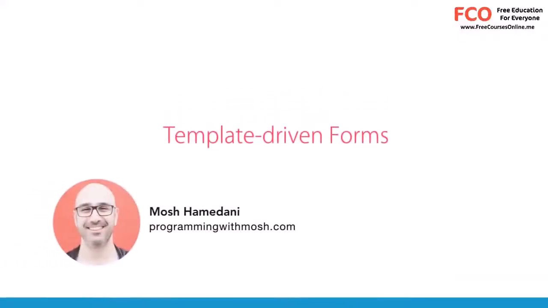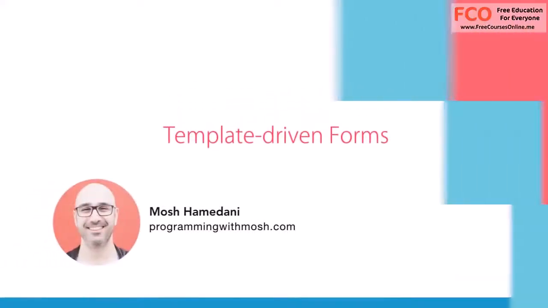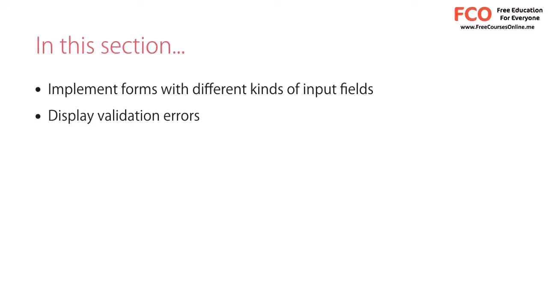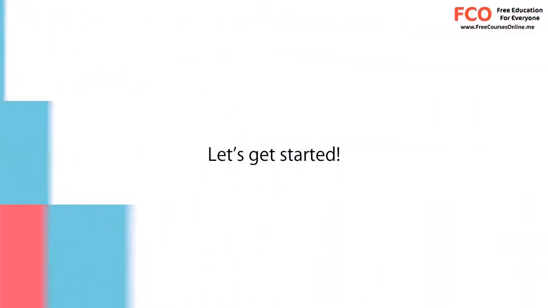In this section, we're going to look at building forms in Angular. So by the end of this section, you'll be able to implement forms with different kinds of input fields, such as text boxes, checkboxes, radio buttons, and drop-down lists. You'll be able to display validation errors next to input fields and disable the submit button if the form is not in a valid state. So now let's get started.